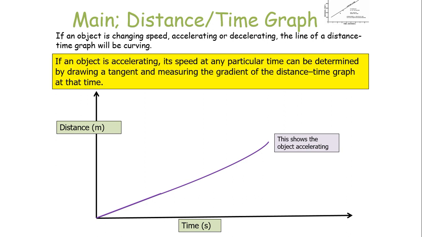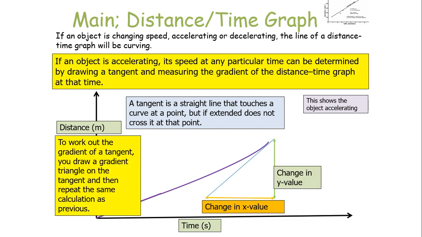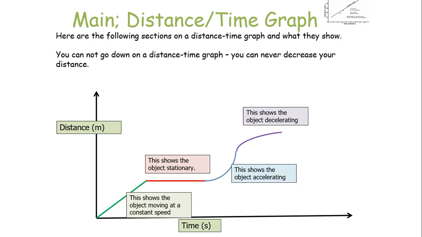Now if an object is accelerating, its speed at a particular time can be determined by drawing a tangent and measuring the gradient of the distance time graph at that particular time. So a tangent is a straight line that touches a curve at a point, but if extended, does not cross it at that point. So for example, this is a tangent drawn at 10 seconds. So it's a straight line that only touches the curve at 10 seconds. So to work out the gradient of your tangent, it's the same principle as before. You draw your gradient triangle with the tangent forming the hypotenuse straight line, and you repeat the same calculation. Change in y value over change in x value.